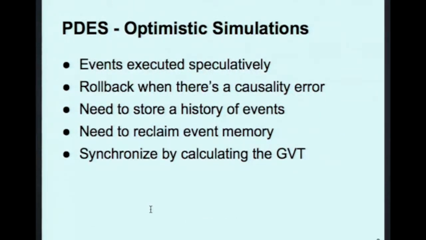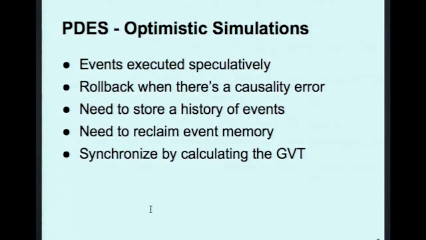So for optimistic simulations in PDES, events are executed speculatively. So each processor keeps its own queue of events in timestamp order and executes those events sort of at will, not regarding what events might come in later or what events are being executed on other processors. And because we're executing events speculatively, we need to make sure we know how to handle causality errors. So a causality error occurs when an LP has advanced to some particular timestamp and all of a sudden it receives an event from its past.